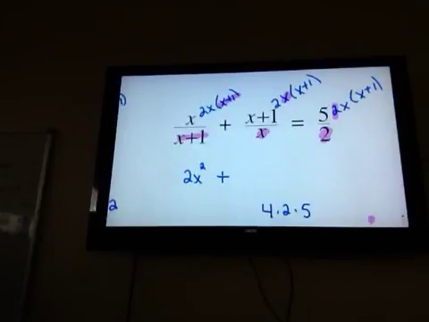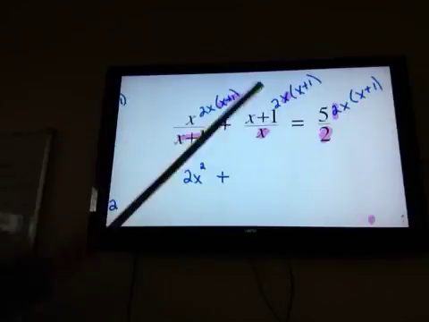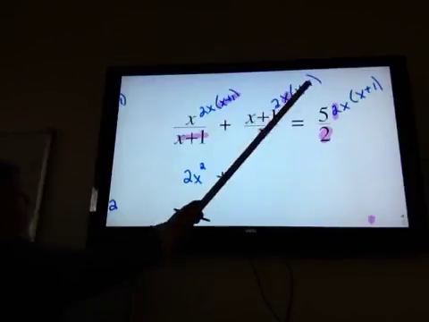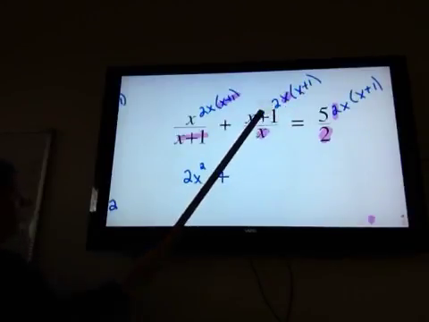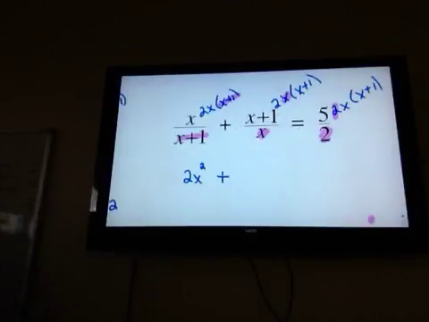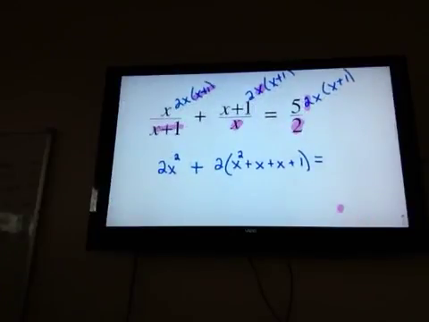The same is true here. You can't take it all at once. So pick how you want to do it. I personally like to FOIL first. So I'm going to multiply the binomials and get that answer, and then I'll come back and do the 2. So let's bring that 2 down now. When I FOIL then, I get x squared plus x plus x plus 1 equals 5 times x plus 1.